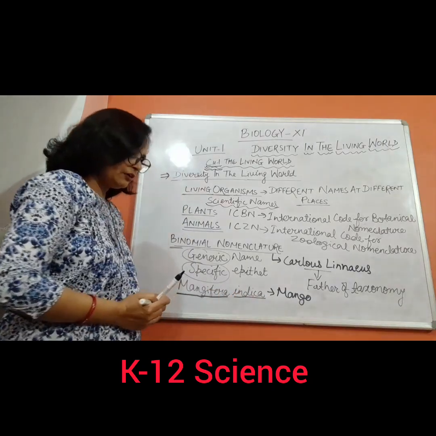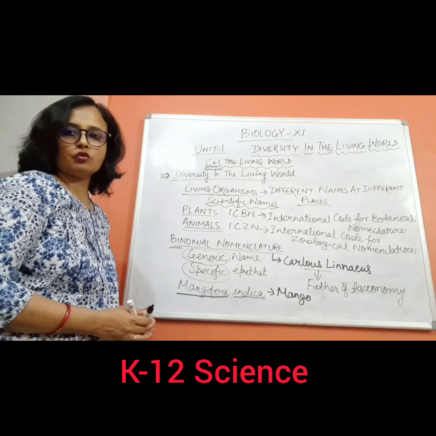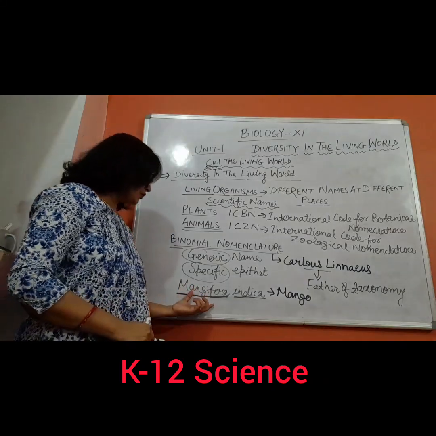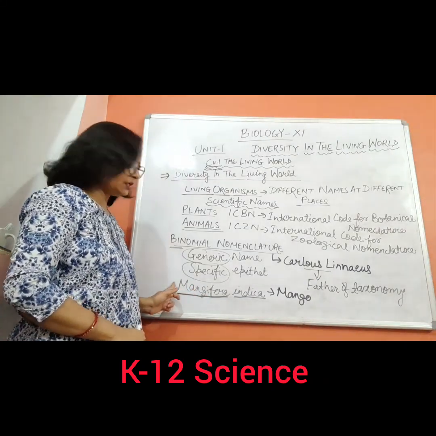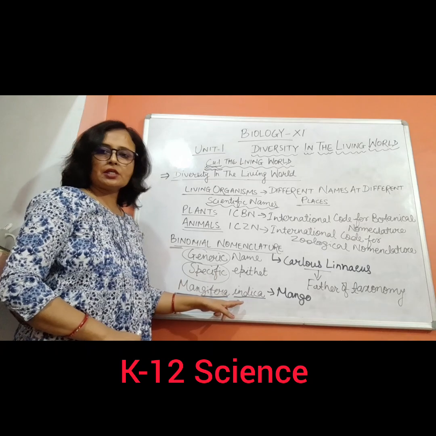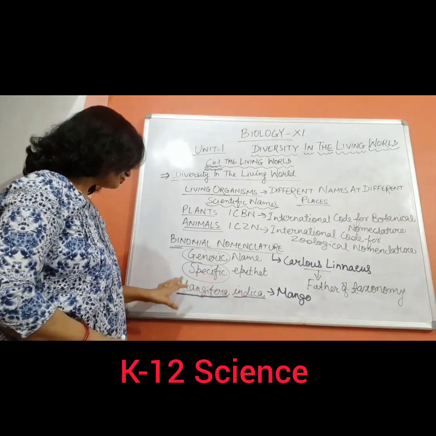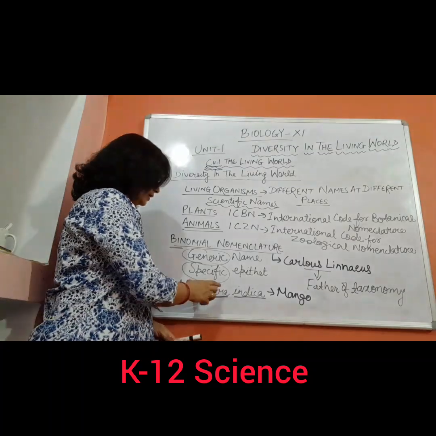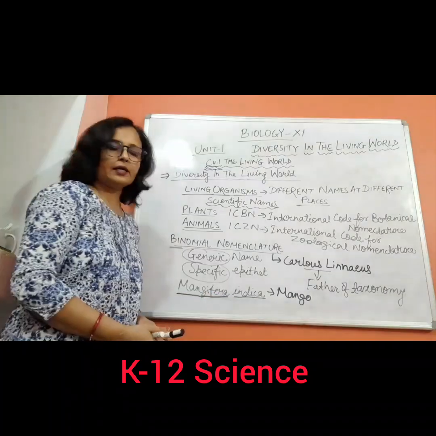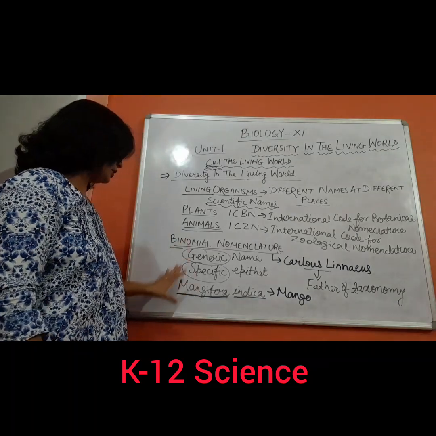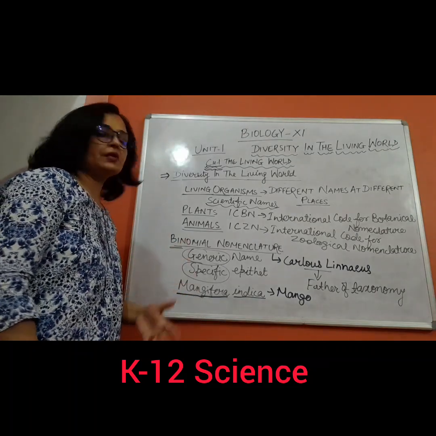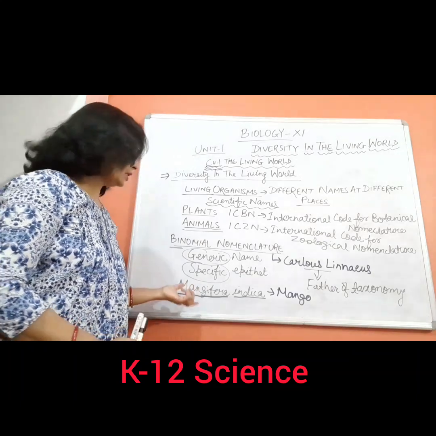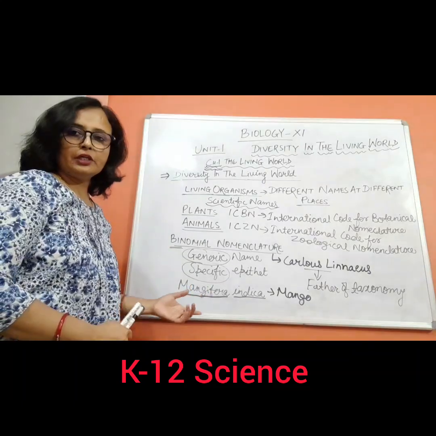There are a few rules which we need to follow while writing scientific names. What are those rules? The first name always starts with a capital letter, the second name always starts with a small letter. While manually writing, we need to underline the two names separately. So this is binomial nomenclature. But if we are typing, we need to write it in italics and there is no need to underline.